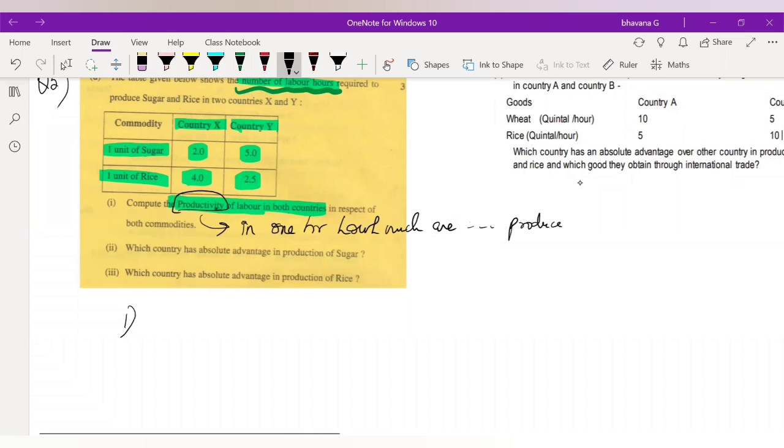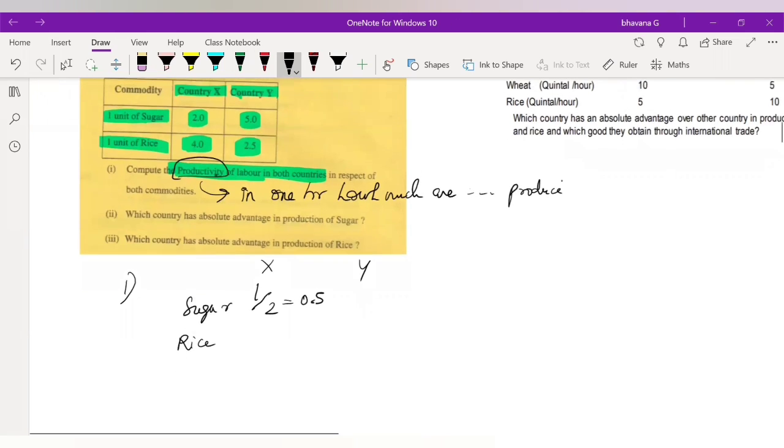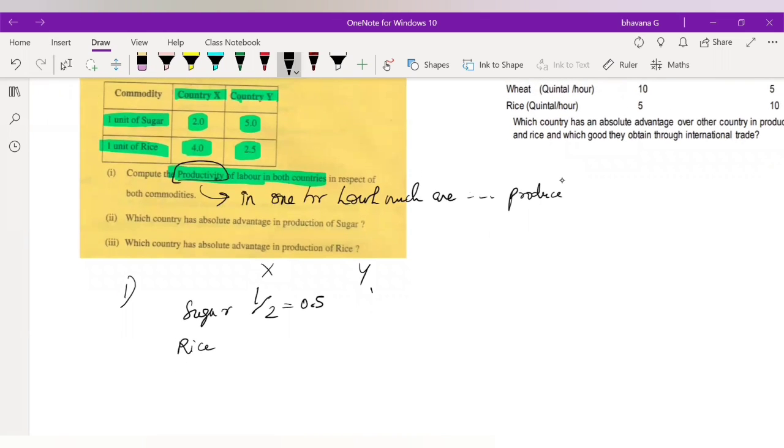So what they have told you, they have country X, they have country Y, they have sugar here, and they have rice here. So first we'll start with country X, sugar. So they tell you that they produce 1 unit of sugar in 2 hours. That means their productivity is 0.5. In Y, they produce 1 unit of sugar in 5 hours. That means their productivity is 0.2. In X, they produce rice, 1 unit of rice in 4 hours.